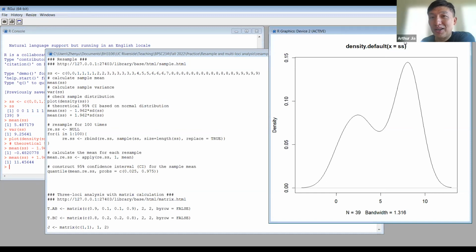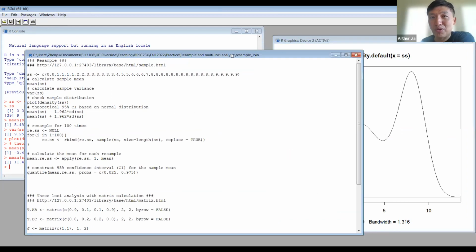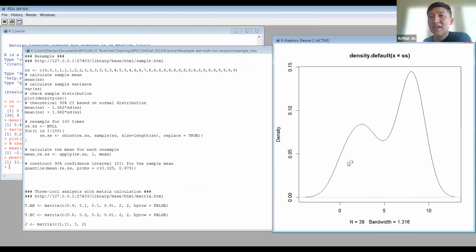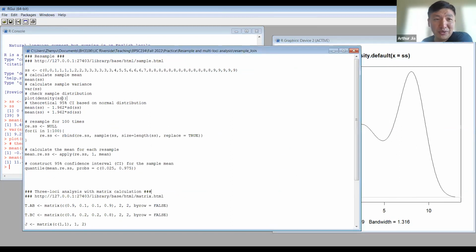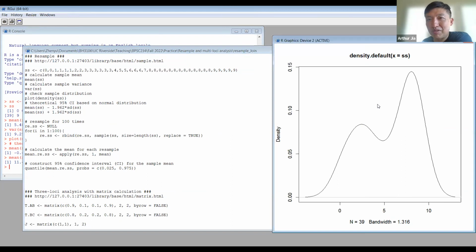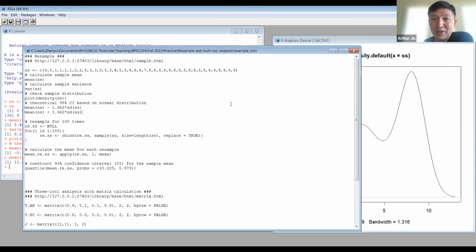So in the future, in your own experiment, if you get a small sample, you can reuse this command to generate the plot like this. If you see your data definitely is not following a normal distribution, and you need to construct a confidence interval for your sample mean, the resample or bootstrap is a strategy you can use. What we do here is generate 100 resamples. Each time, you just use this command, so you generate a resample.